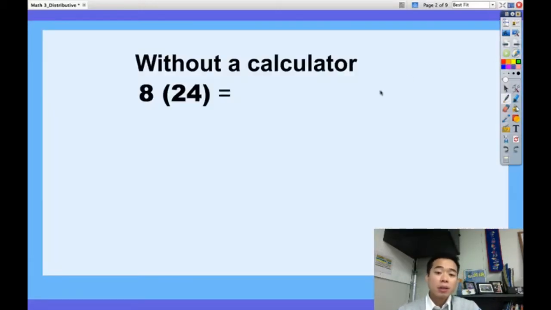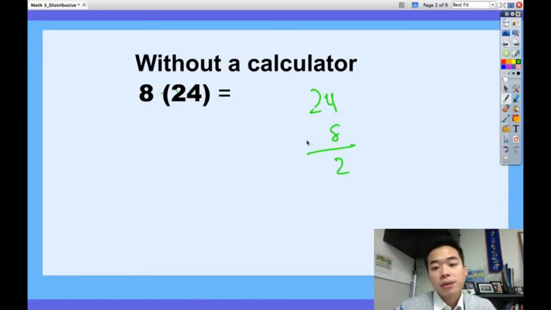Without a calculator, I wanted you to try this. This is a fairly simple one. This means 8 times 24. So yes, the old way, you can go 24 over 8 and do this and get 192. But I want you to watch what I'm doing. I'm going to use the distributive property and say, instead of writing out 24 plus 24 plus 24 plus 24, I'm instead going to break up 24 and multiply something like this. I get 8 times 20 plus 4.